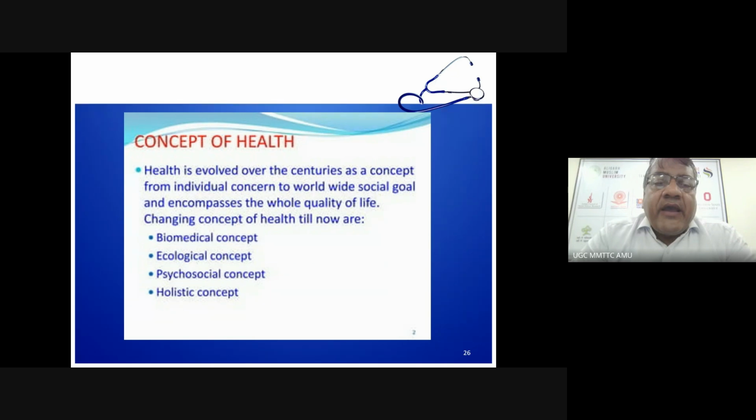Now, what is the concept of health? Health has evolved over the centuries as a concept from individual concern to a worldwide social goal and encompasses the whole quality of life. Changing concepts of health till now are the biomedical concept of health, ecological concept of health, psychosocial concept, and holistic concept of health.